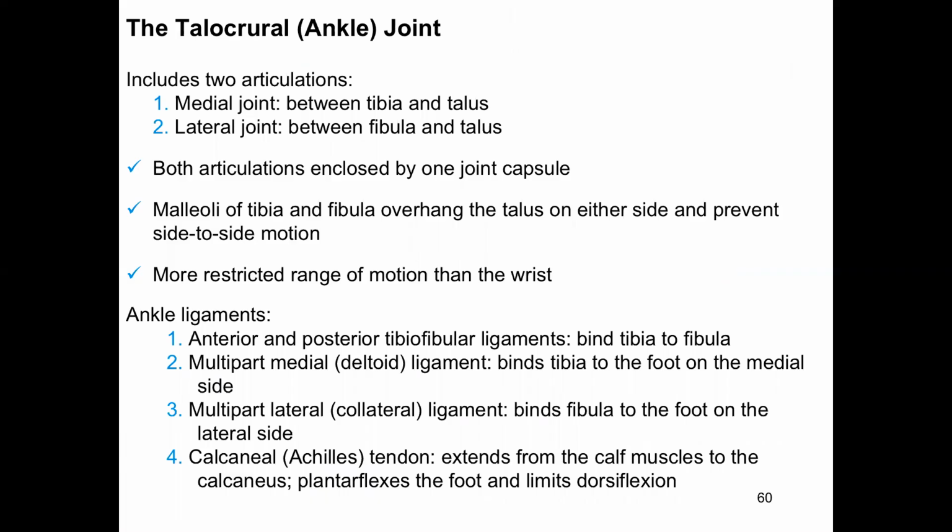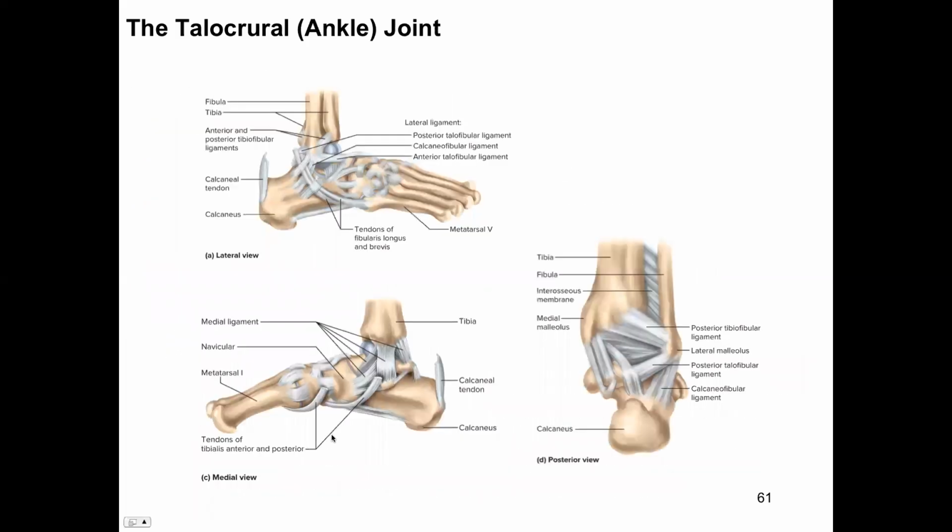You've got your medial and lateral malleoli of the tibia. Again, all kinds of different articulations are taking place there, different tendons and ligaments. You can see your Achilles tendon. And then you've got the multi-part medial and lateral ligaments connecting this area as well. Lots of support. And here you can see by the image just how complex this joint is.